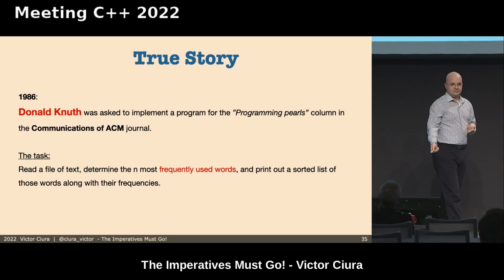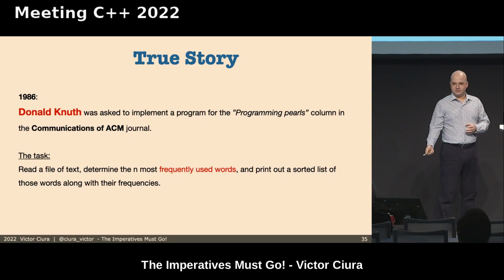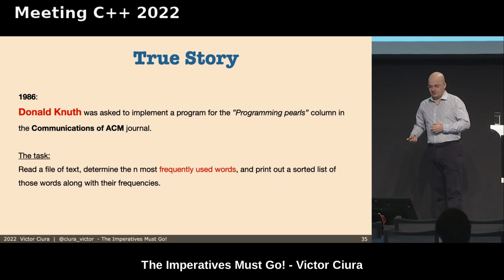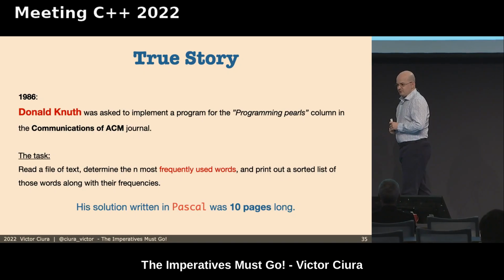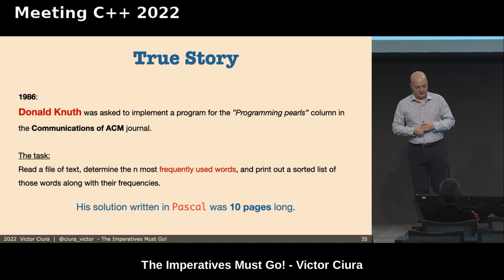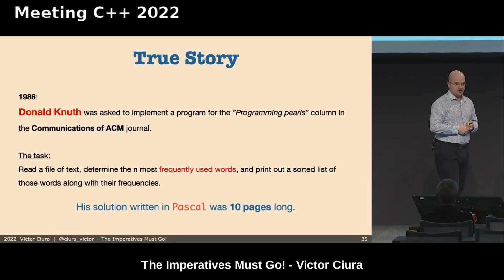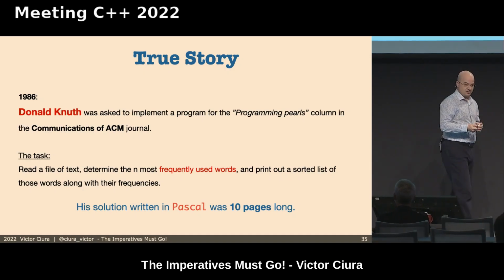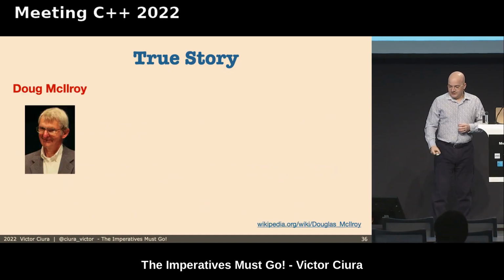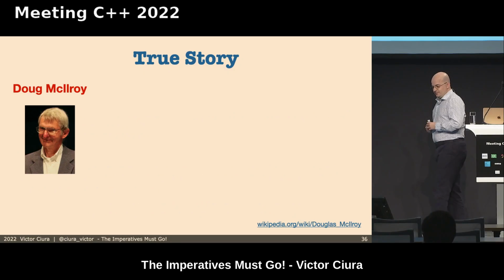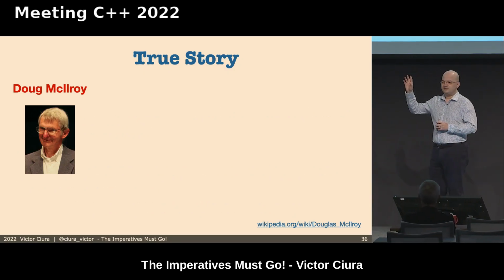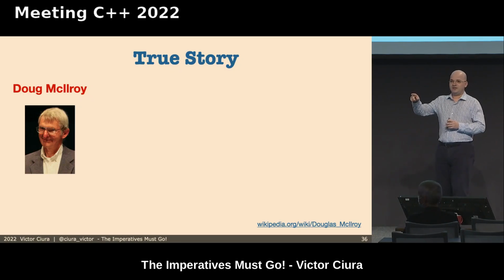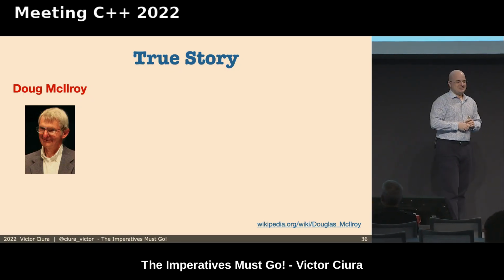So, you know, Don Knuth is a pretty thorough person, pretty thorough programmer. So his solution, written in Haskell at that time, that was fashionable, was 10 pages long. And it was correct. It was a correct and thorough solution. But I want to highlight a different solution. How many folks have heard of Doug McIlroy? Just one hand.